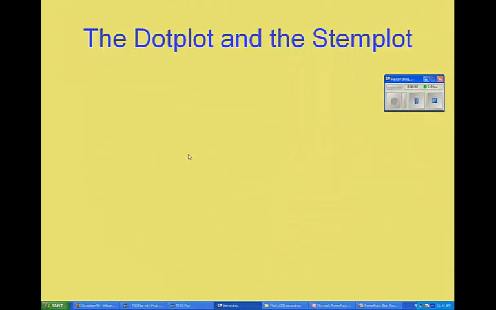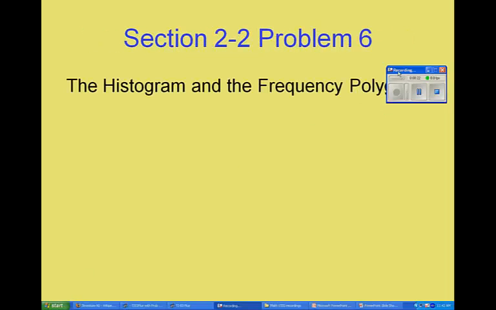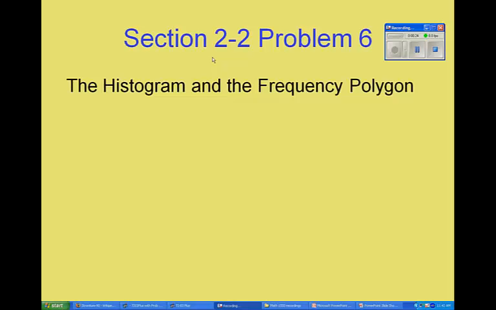Okay. Something called a dot plot, something called a stem plot. Debatable. Do I want to do that now? That I think I'm going to have you read and do next time, because I think it's more important right now to do this. I want to go over 2 problems from section 2-2 that you did for homework, okay?